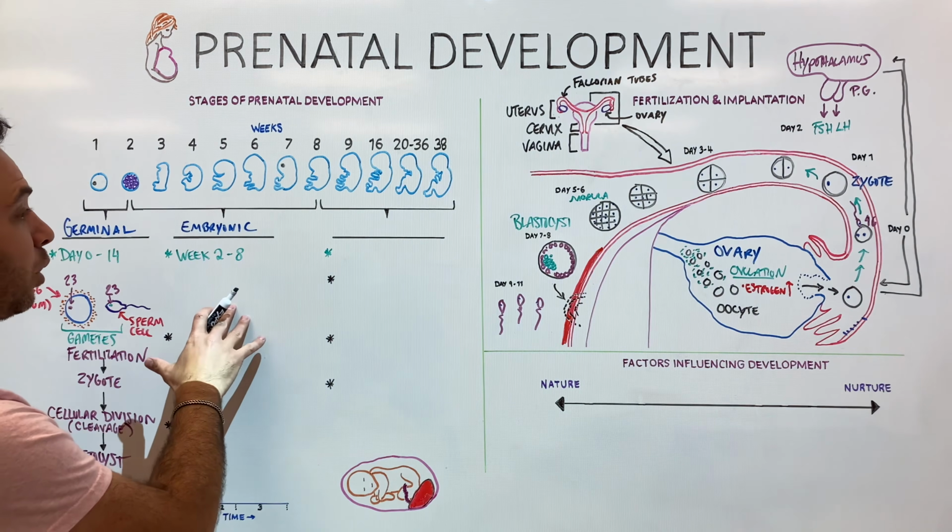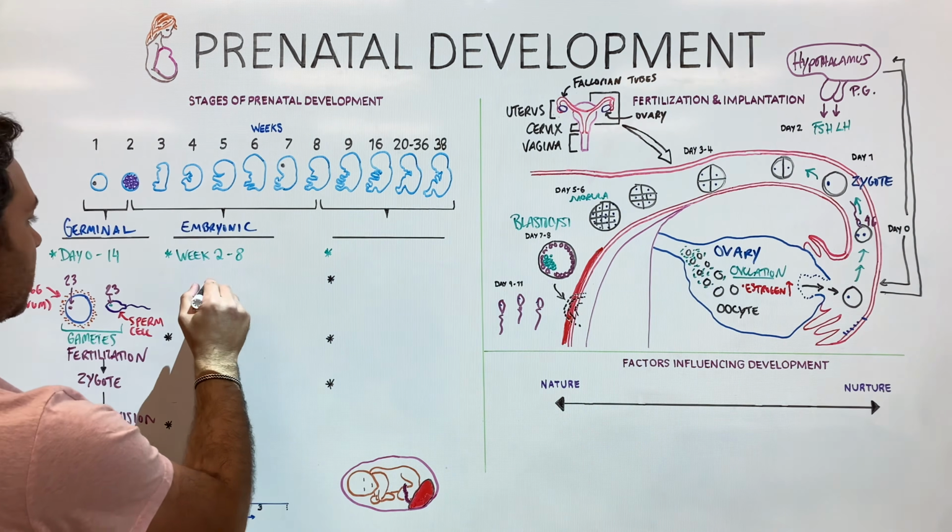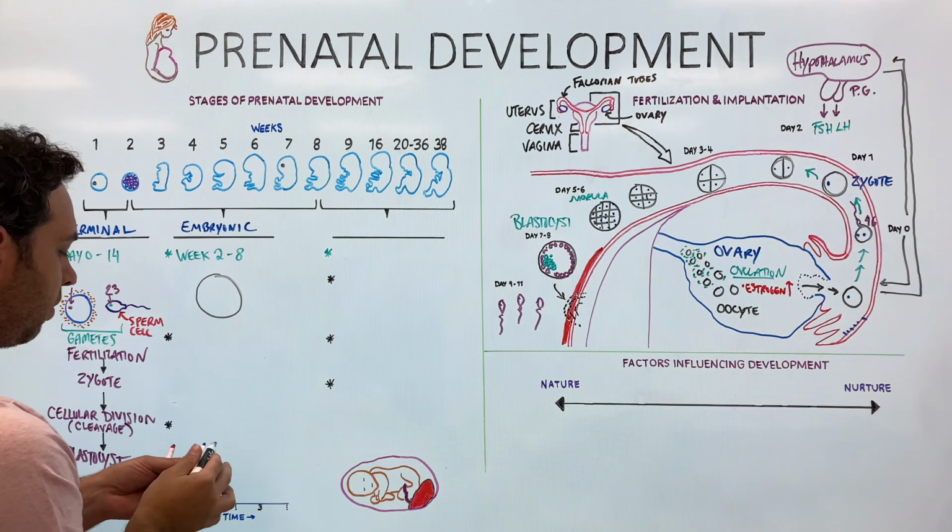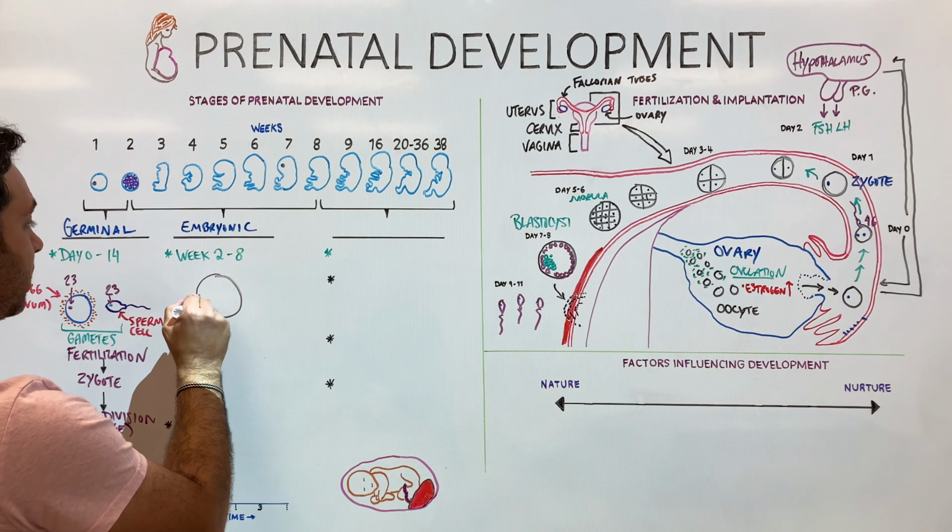Now, to come back to the embryonic stage, I want to come back to the blastocyst. Let's actually draw that together. And I'll draw it almost identical to what we had, right? We have cells on the outside.